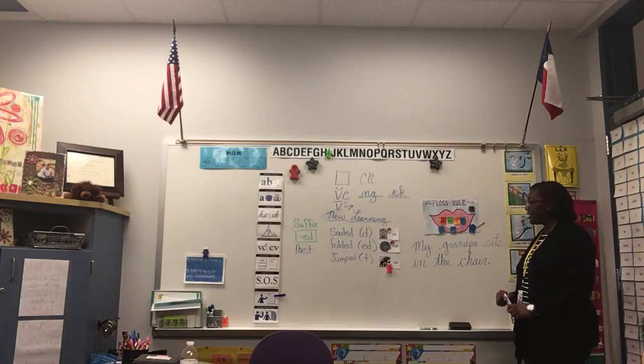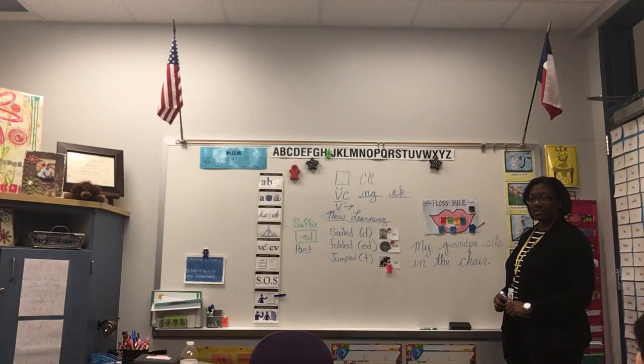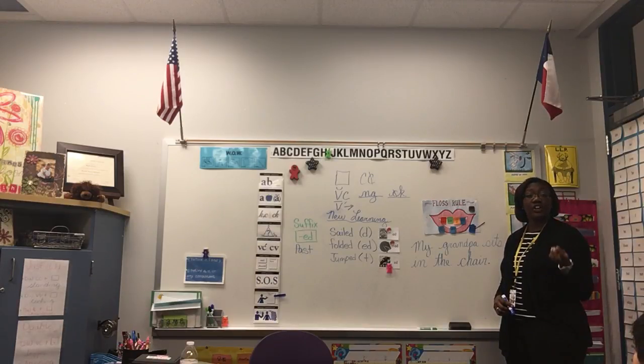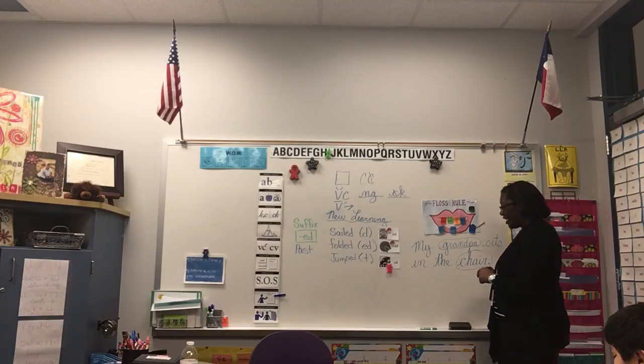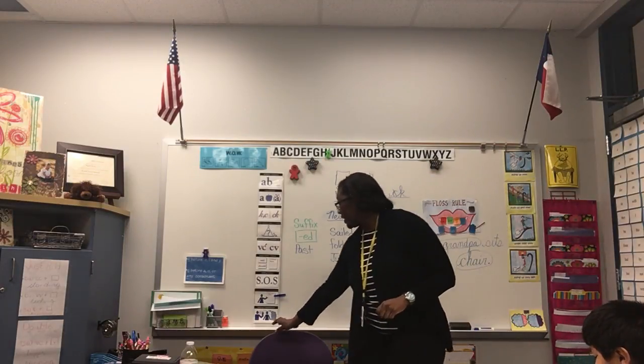Very good. What are the nouns in our sentence? A noun names a person, place, thing, or idea. What's a noun? Grandpa. Grandpa's a noun. And he's in a chair. What's the noun? Chair. That's a thing. Good job. All right. Good job on your written expression.